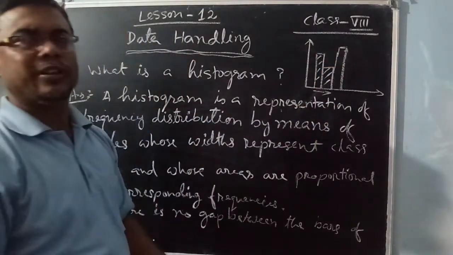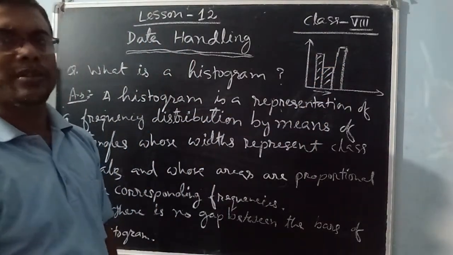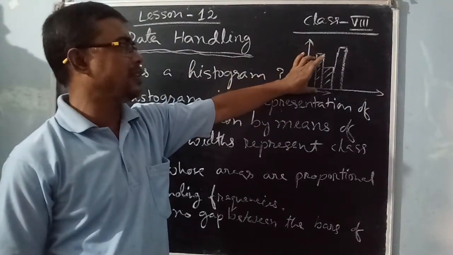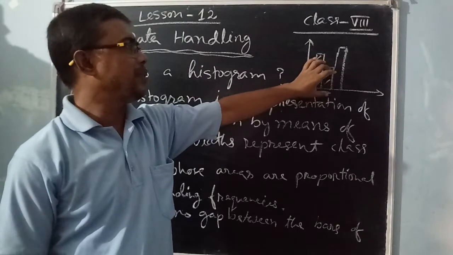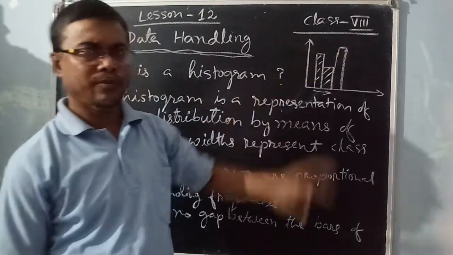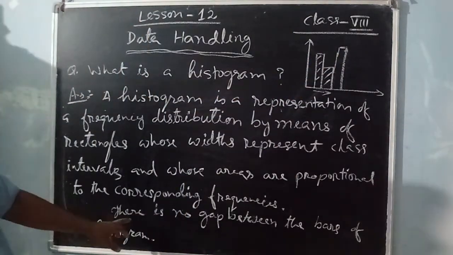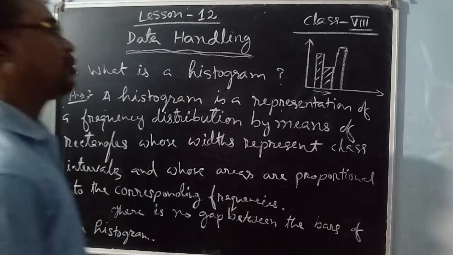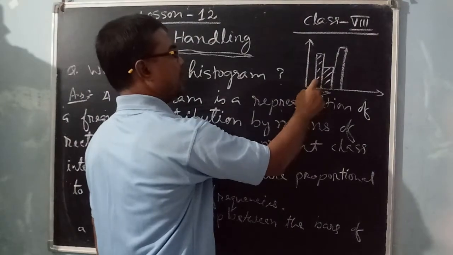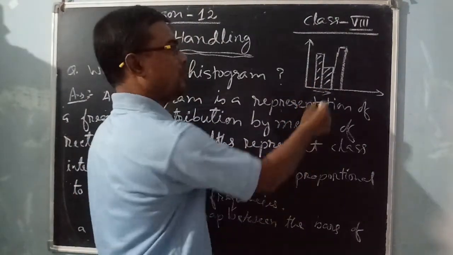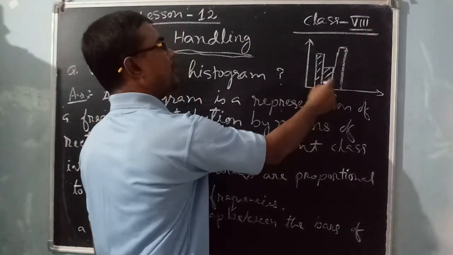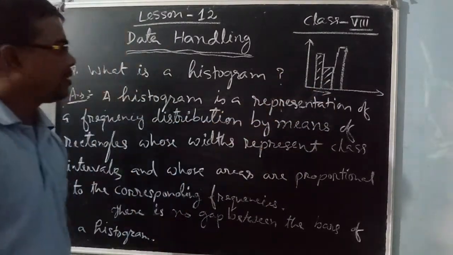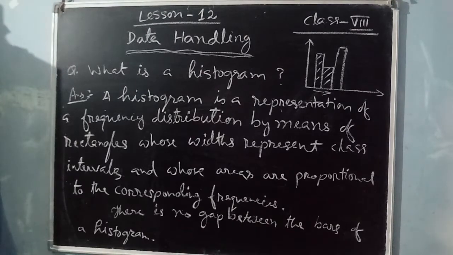The frequency you already got in the frequency distribution table. If frequency is less, then the length of this rectangle will decrease, so the area will be less, and if frequency is more, then the area will be more. Next, there is no gap between the bars of a histogram. In a histogram there will not be any gap, but in a bar diagram we maintain a gap between the bars.